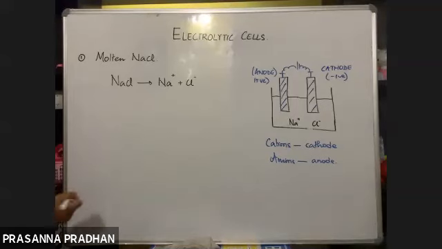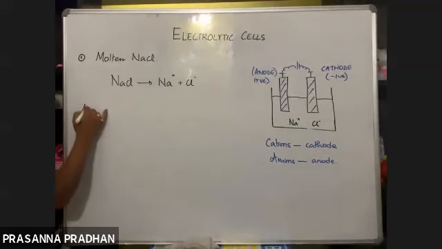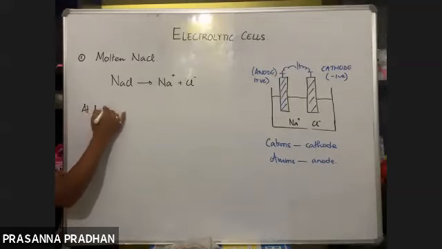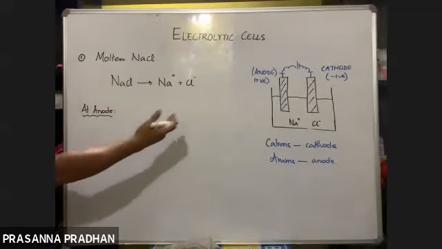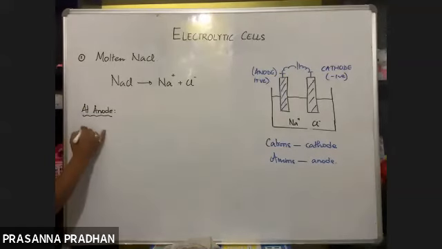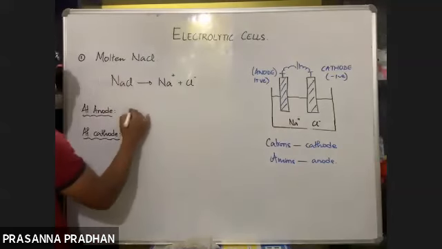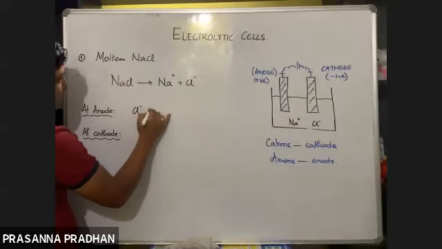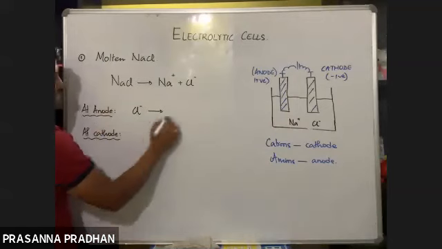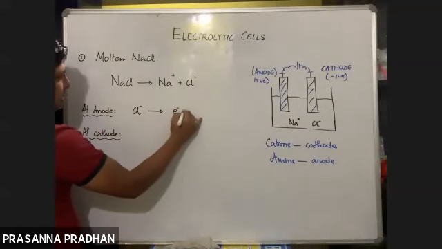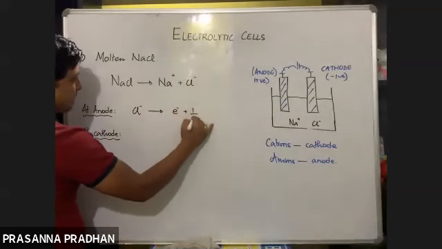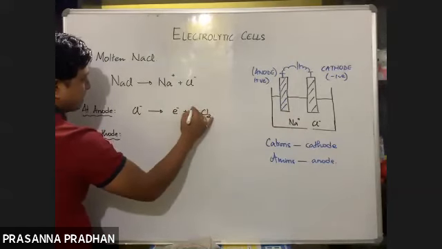What will be the reaction which occurs at the anode? At the anode, anions will migrate, and at the cathode, the cations will migrate. So at the anode, the chloride ions are migrating. What will this chloride do? It contains a negative charge, so it will release an electron and itself get converted into chlorine gas.